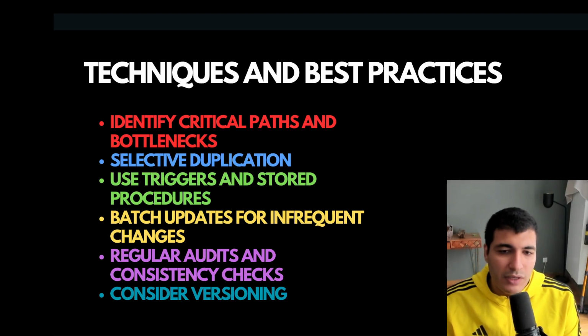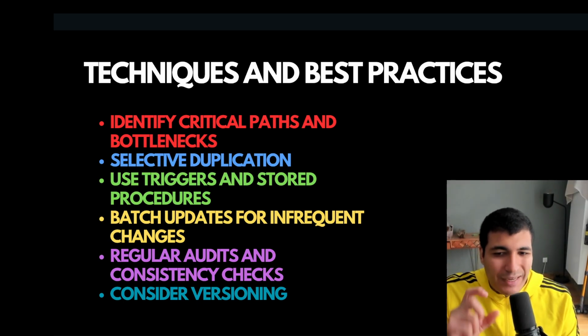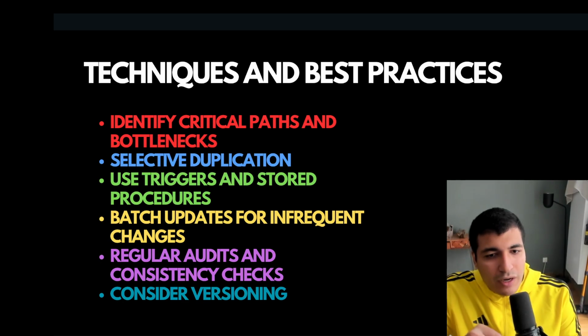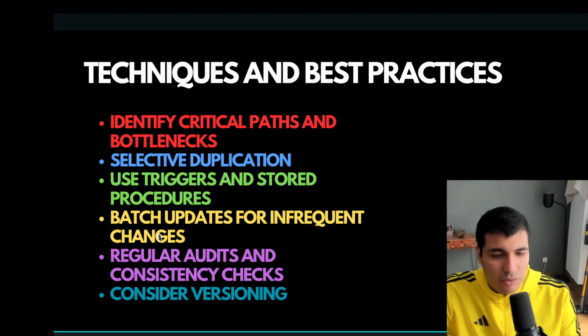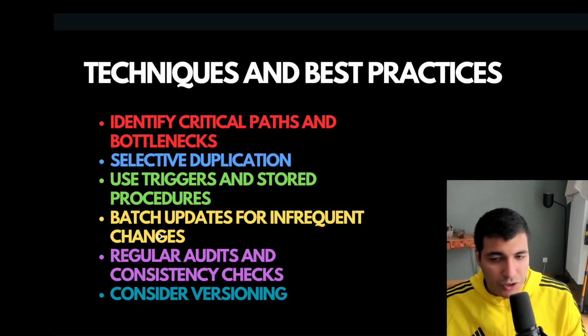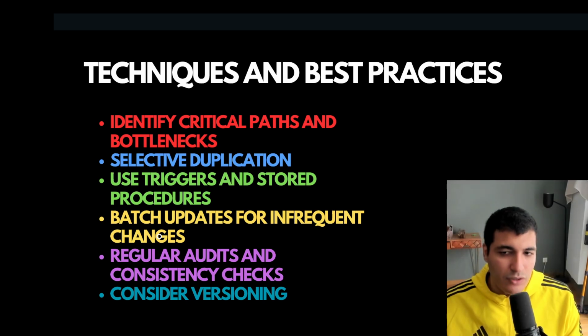Number three, use triggers and stored procedures. To help maintain consistency, you can use database triggers or application-level logic to automatically propagate changes across redundant data whenever an update occurs to the source data. Number four, batch update for infrequent changes. If the denormalized data changes infrequently, consider using batch processes that run during off-peak hours to update and synchronize the denormalized copies.